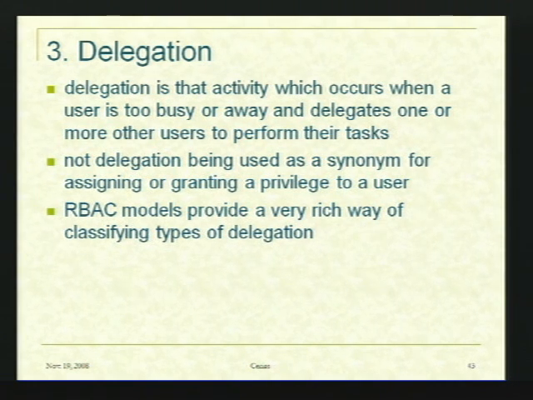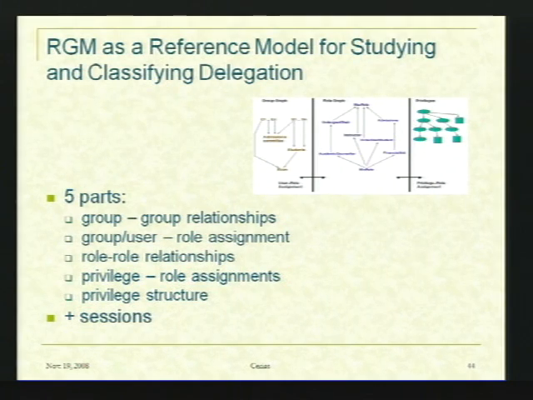Okay? And so you start doing the literature survey. And there are 50 or 100 papers that talk about delegation with roles. And it's a very confusing landscape. But then we look at our model and say, well, let's treat it as a reference model. So what kinds of things can we be talking about?